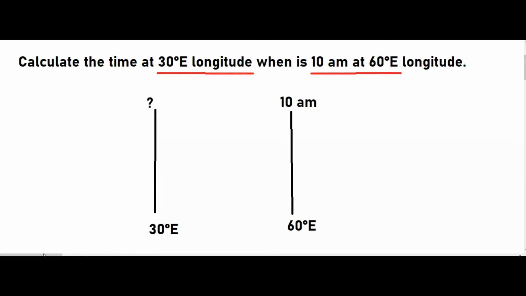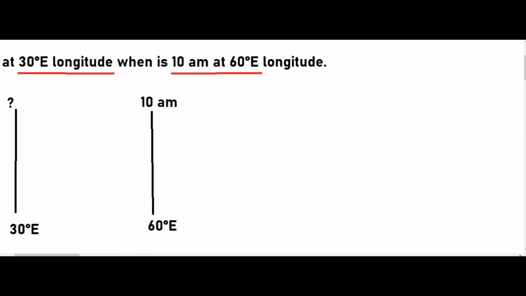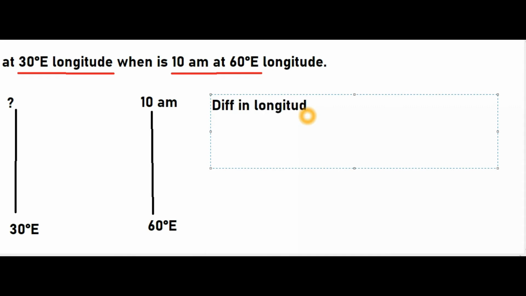So let's try to do this. Alright, so let me write here on the right side. First of all, the information given, like we have already written. Let's find out the difference in longitude between places. So difference in longitude is equal to 60 degree minus 30 degree. So the difference in longitude is 30 degrees. So this much is the difference in longitude.